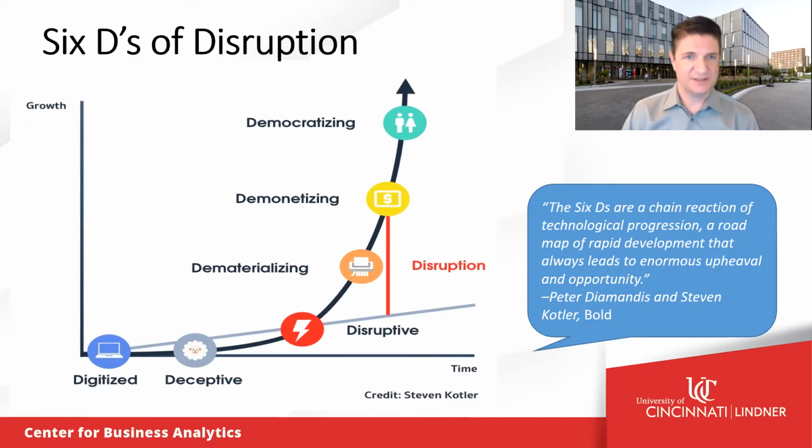Peter Diamandis and Stephen Kotler, in their book, Bold, describe the 6 Ds to exponential growth. The 6 Ds are a chain reaction of technological progression, a roadmap of rapid development that always leads to enormous upheaval and opportunity. Digitization. Once something becomes digitized, it can be replicated and sold for close to zero cost.